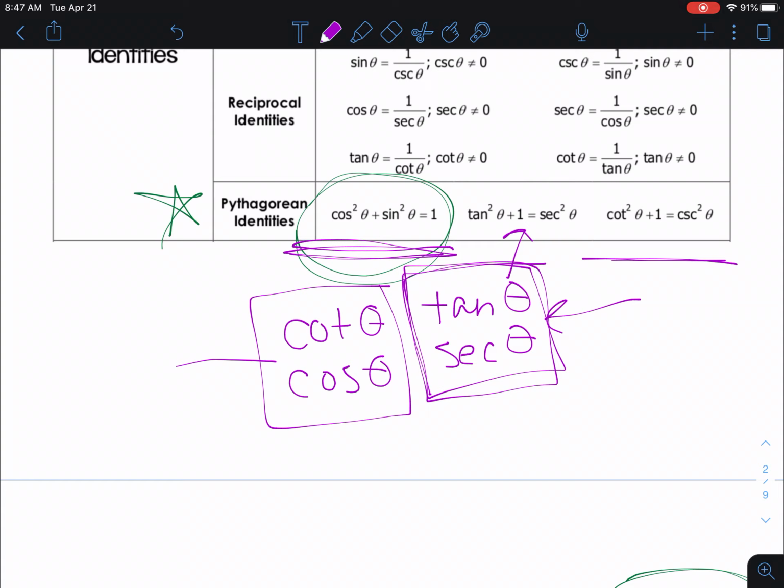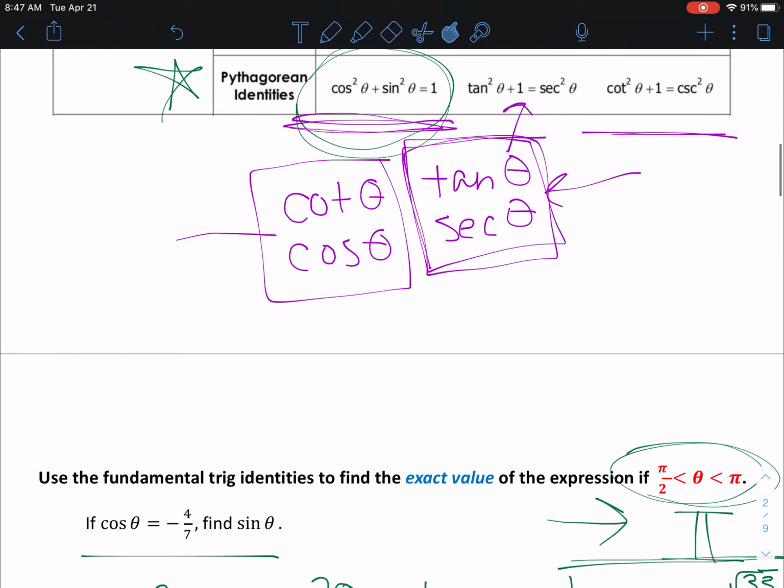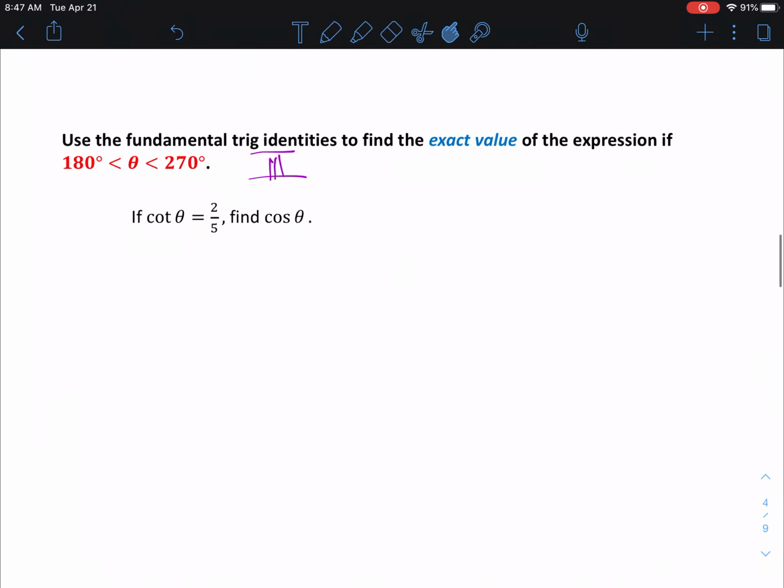So let's go back to our problem. I'm going to write that down right now. It's tangent squared theta plus 1 is equal to secant squared theta.